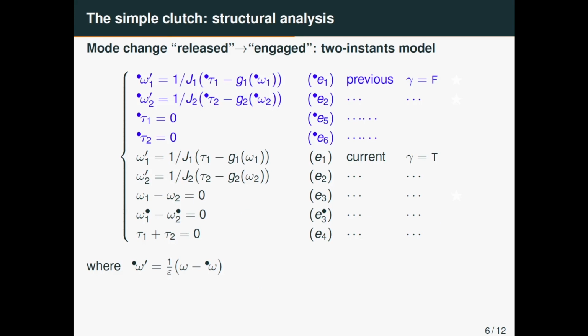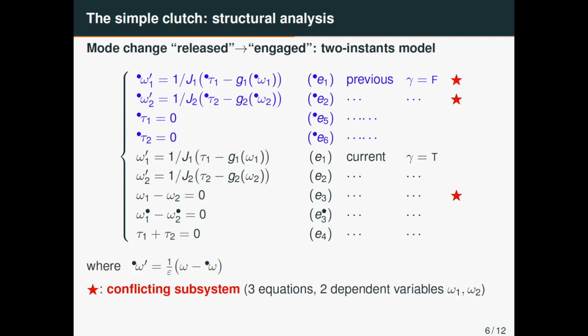This is the model we use at mode change release to engaged. It consists in chaining the two successive instants. In blue, we show the last instant of released mode. It is followed by the first instant of engaged mode in black. Bullet tau, also called previous tau, denote the torques at previous instant, and the same holds for velocities and their derivatives. Note that previous omega prime expands as 1 over epsilon times omega minus previous omega. It therefore involves omega. A conflicting subsystem results, pointed by the big stars colored in red.